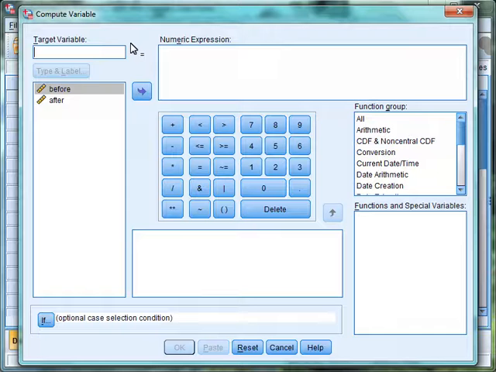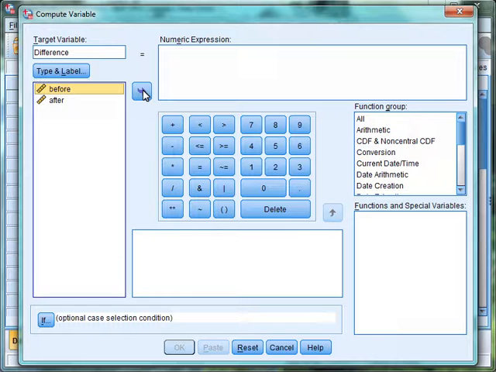The first thing we need to do in the compute box is name our variable in the target variable box. Therefore, I'm going to write difference in this box. Next, I want to create our numeric expression. To check the normal distribution, we need to subtract the after scores of the endorphins from the before scores.